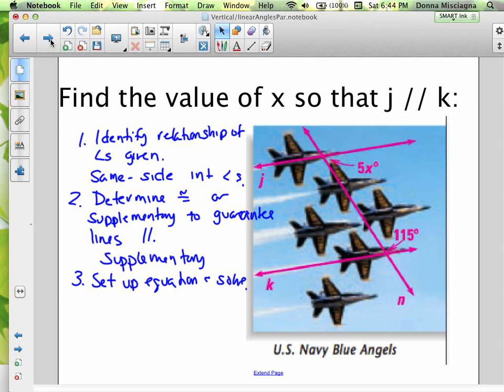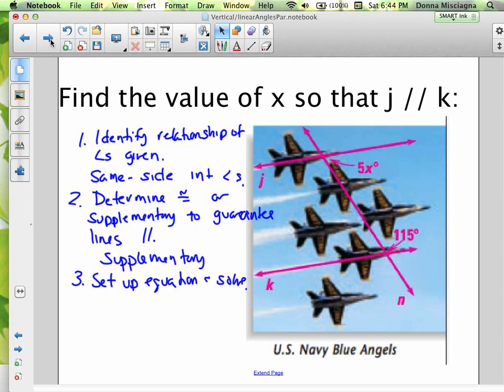And they do have to fly in a certain formation, right? So that planes are parallel to one another, right? Because they're flying very, very close. They're flying very, very fast. And if they didn't maintain that formation, that parallel line formation, well, they might run into one another, and that would be very, very bad.